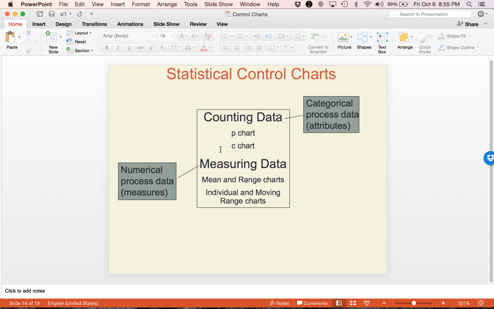If we're measuring something, say the temperature of something, or the weight of something, or the amount of time it takes, or how much something costs, if it's numerical data and we're measuring something, then we're probably going to use a mean and range chart or an individual X and MR chart.